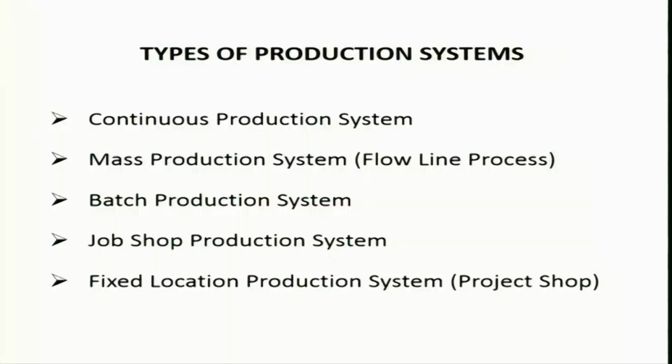Then come these 3 types of production system: mass production system, batch production system and job shop production system. This is continuous; these are discrete production systems. Like the manufacturing of cars: the first car is produced, and after 50 seconds, after 1 minute, after 2 minutes, another car is produced. That is called a discrete production system, where the flow of output is not continuous, rather it is discrete in nature.